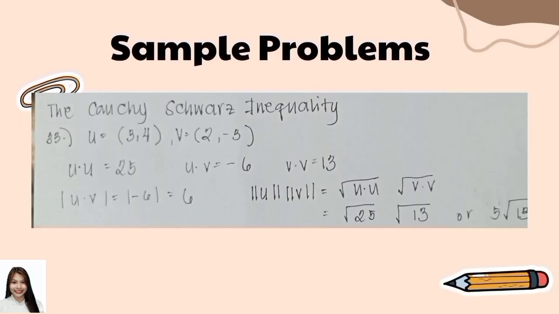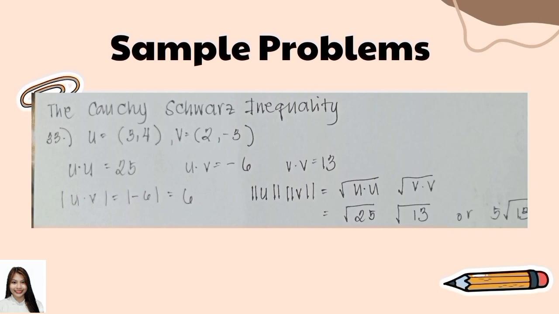For example, u = (3, 4) and v = (2, -3). First, we need to find u · u = 25, u · v = -6, and v · v = 13. Now, the absolute value of u · v is the absolute value of -6. We know that the absolute value of negative and positive are just the same, so it is equal to 6.